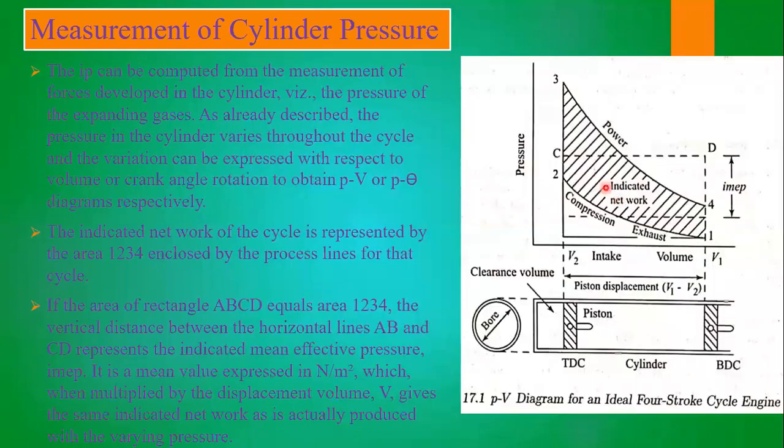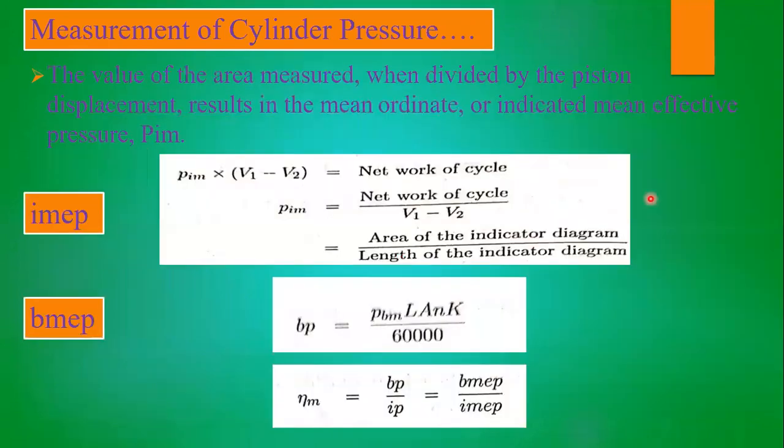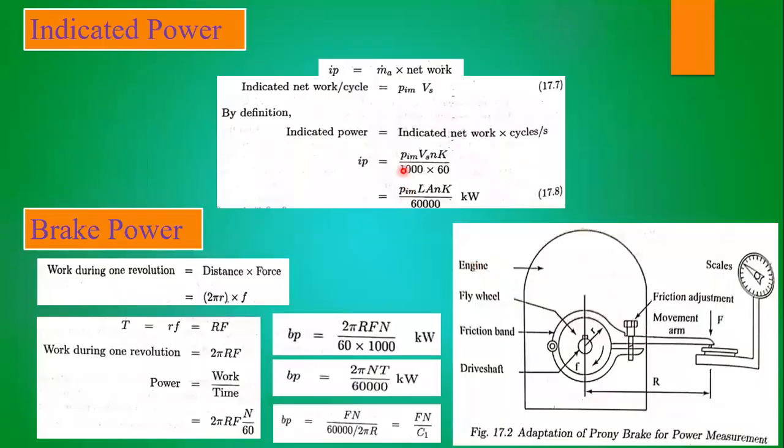Nothing but this indicated area is the indicated network. So that will be helpful for us to find out indicated power. By substituting the indicated mean effective pressure in this formula, we will get the indicated power directly, or else we have several other methods, and we will discuss them in coming classes.